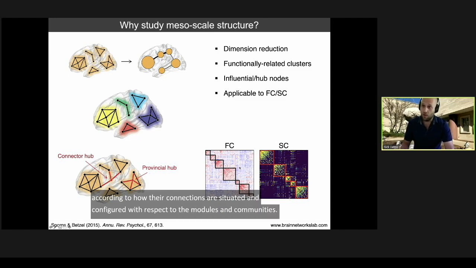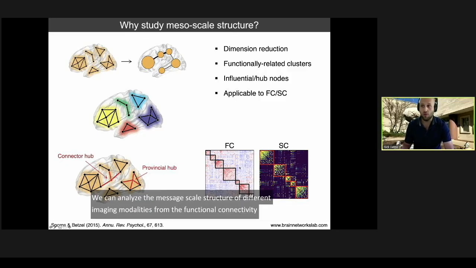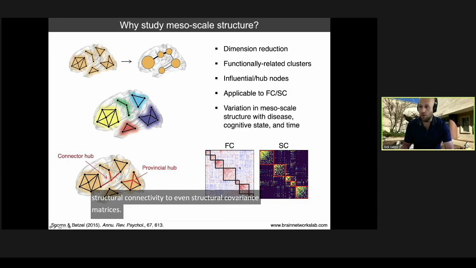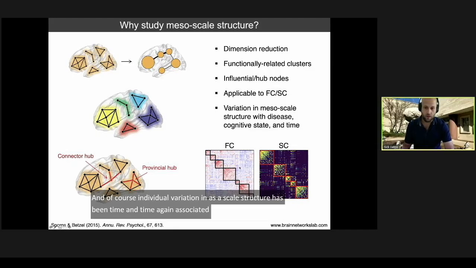We can analyze the mesoscale structure of different imaging modalities, from functional connectivity to structural connectivity to even structural covariance matrices. And of course, individual variation in mesoscale structure has been time and time again associated with individual differences in disease and cognitive state, and it also changes across time. So there's a lot of reasons we want to focus on the brain's mesoscale structure.